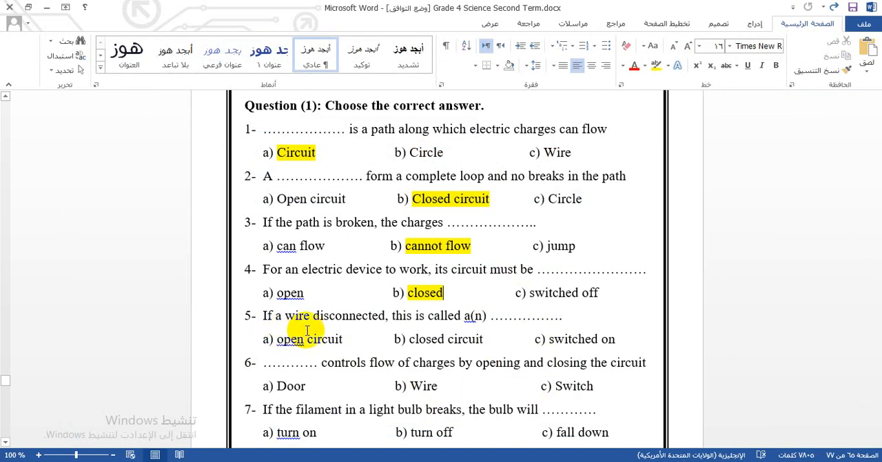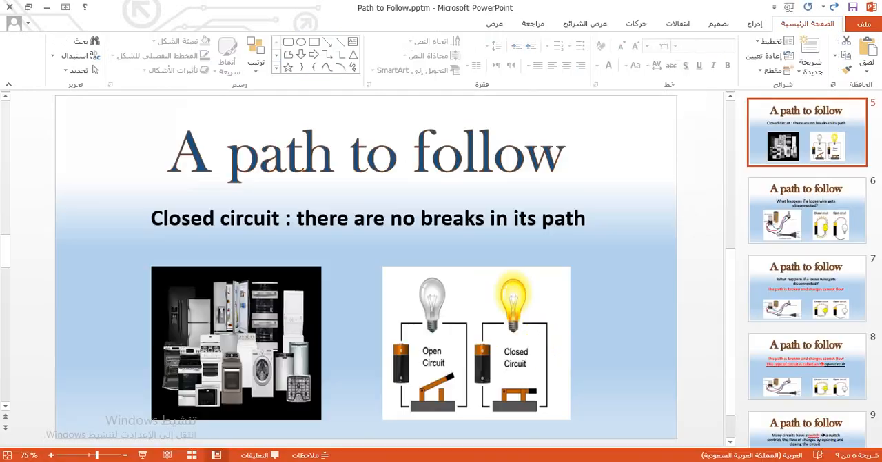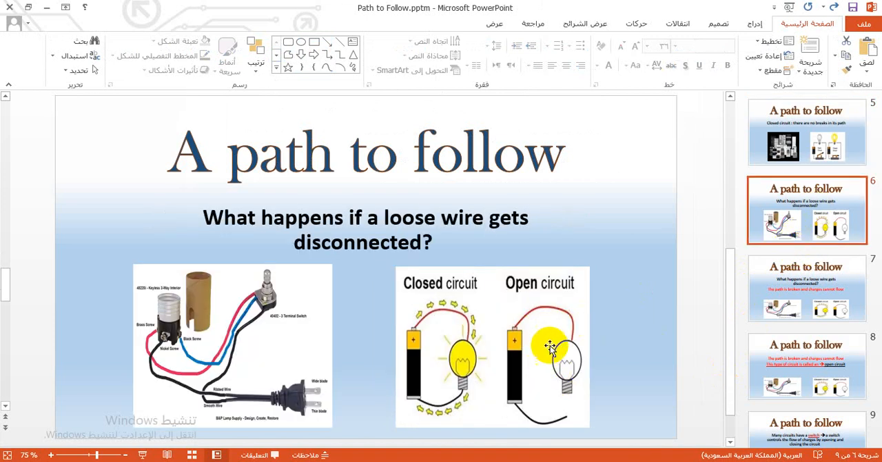Now number 5, if a wire is disconnected, it means the circuit is open. When we say that the wire is disconnected, this is called open circuit, closed circuit, or switched on? It's open circuit, because it's disconnected. If you remember when I taught you in the slide, this one is disconnected. For that reason we call it open circuit.